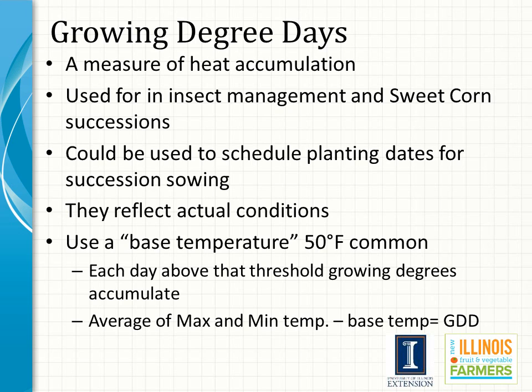You utilize a base temperature, 50 degrees is common, but varies from crop to crop. Each day above the base temperature threshold, growing degrees accumulate. The equation is the average of the max and min temperature for the day minus the base temperature equals the growing degree days for that 24-hour period. If you want more information about growing degree days, there are plenty of resources online.